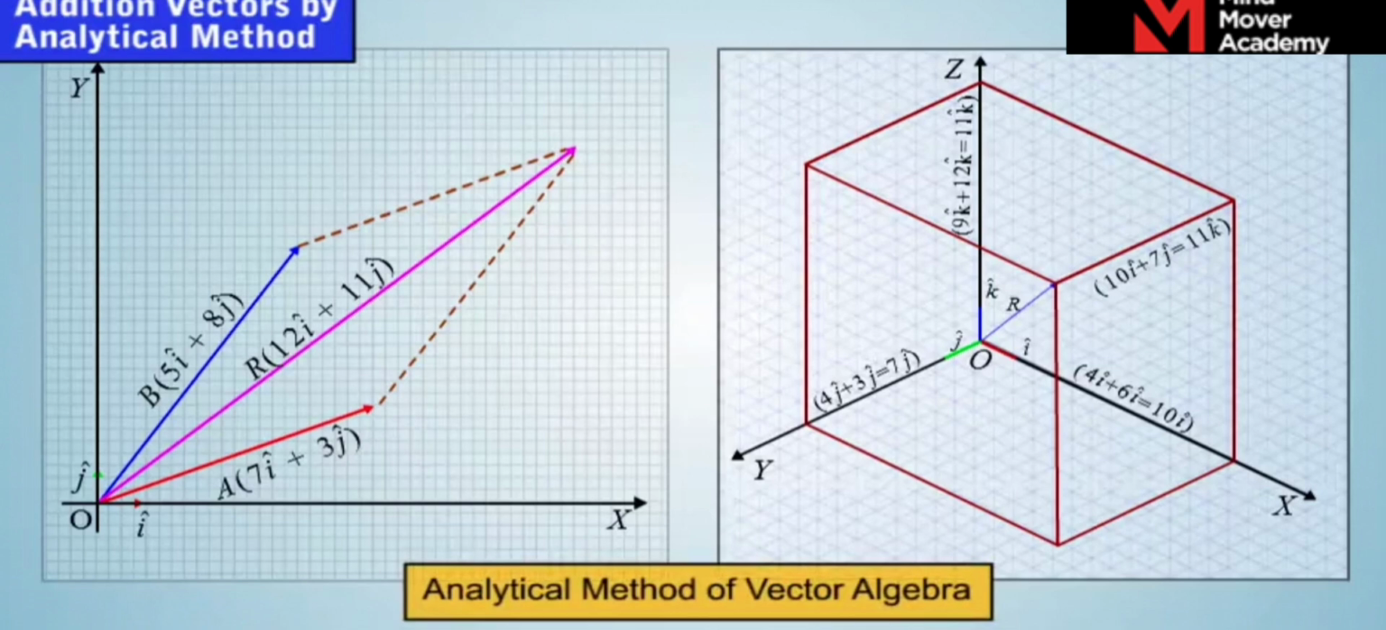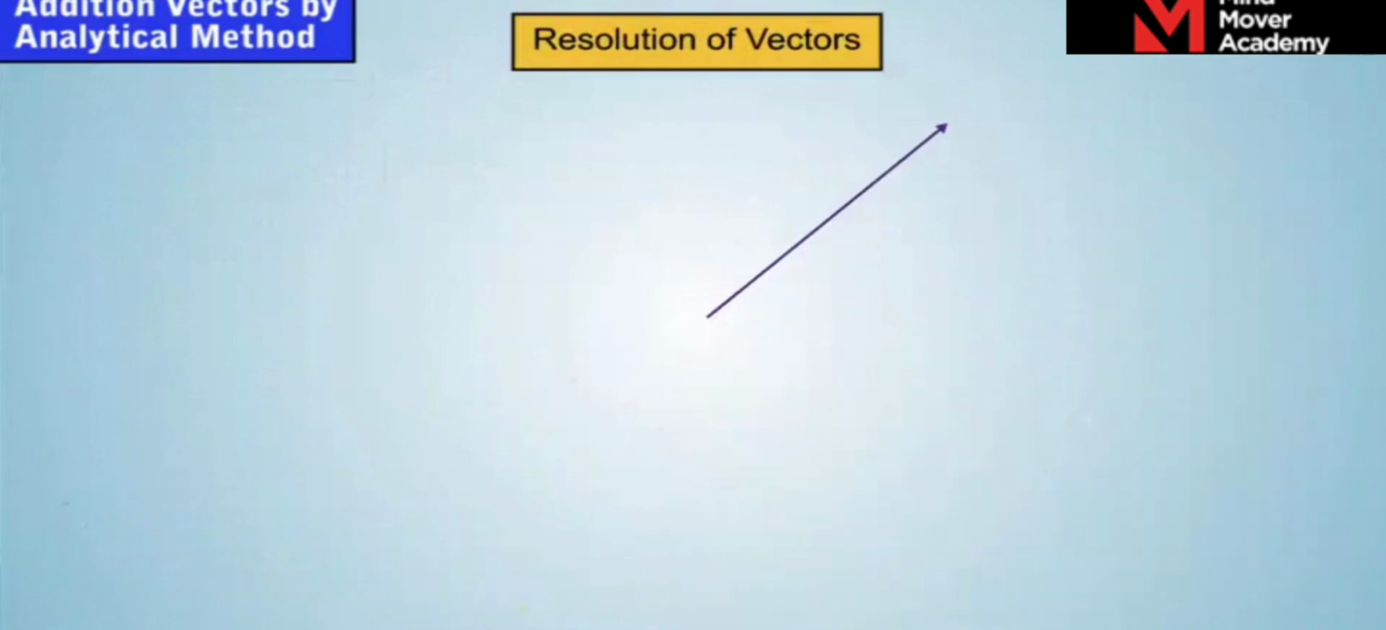Let us first understand the concept of resolution of a given vector in any two required directions. To understand the resolution of vectors, consider three vectors A, B, and C lying in one plane. In this case, you need to resolve vector A along the directions of B and C.